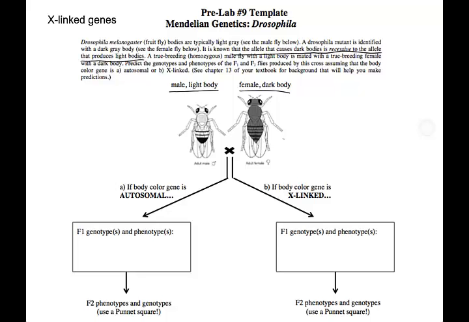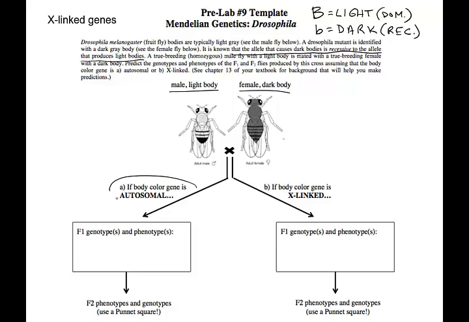So we're going to pick some letters to represent the alleles. We'll use big B to represent the light-colored allele, and that's dominant, and then we'll use little b to represent the recessive dark allele. Now, always pick letters where the uppercase and lowercase look different. It makes it so much easier to keep track of everything.